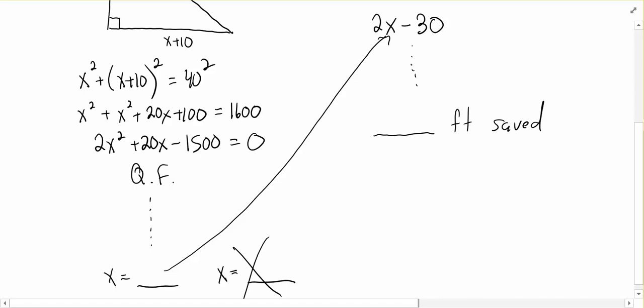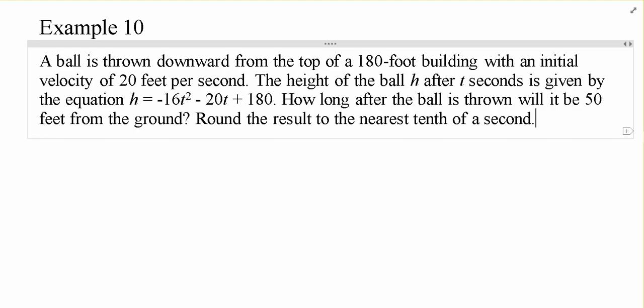But in the interest of time, I want to look at another example. This one tells us a ball is thrown downward from the top of a 180-foot building with an initial velocity of 20 feet per second. The height of the ball, h, after t seconds is given by the equation.